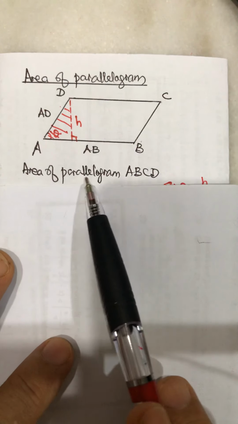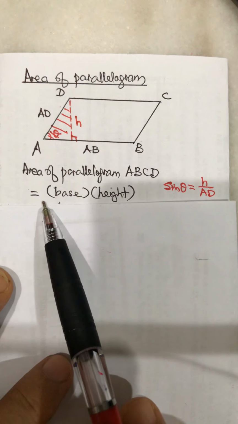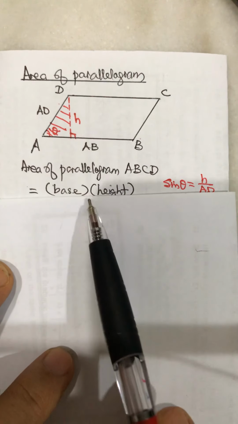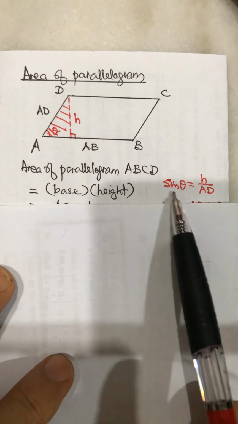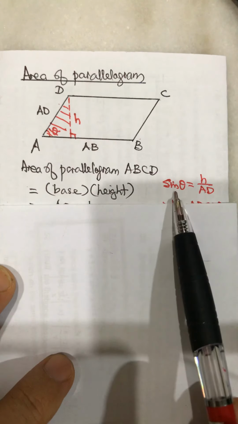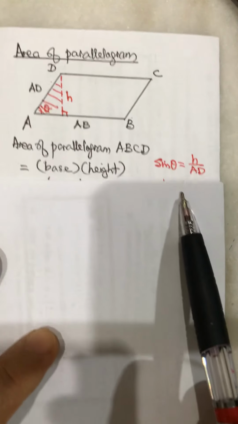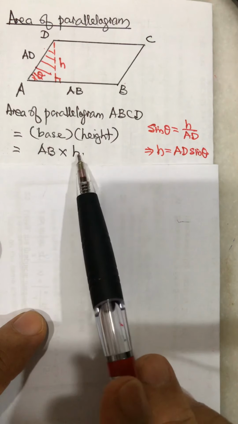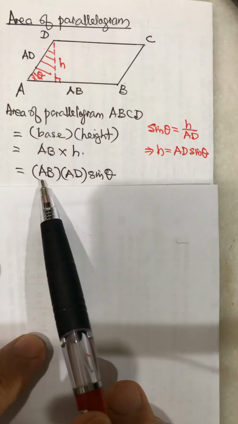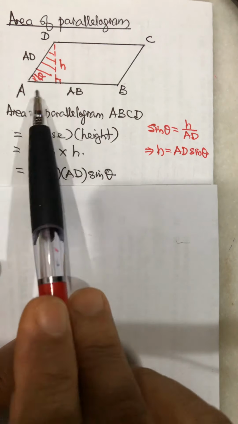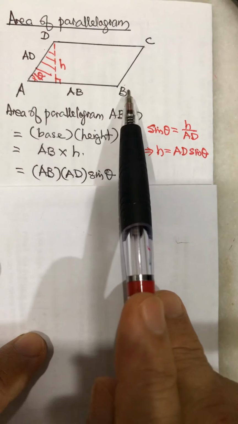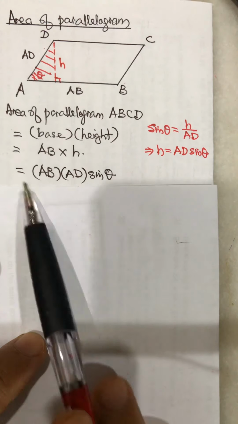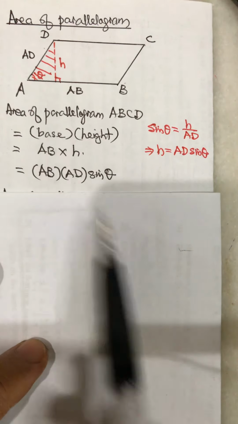So the area of parallelogram ABCD is the base times the height. The base is AB, the height is H. So how do you find H? You look at the triangle here, sine theta is H over AD. Therefore, H is this, so we substitute the height H here. You have the length AB multiplied by AD and then sine theta. That is the area of the parallelogram ABCD.